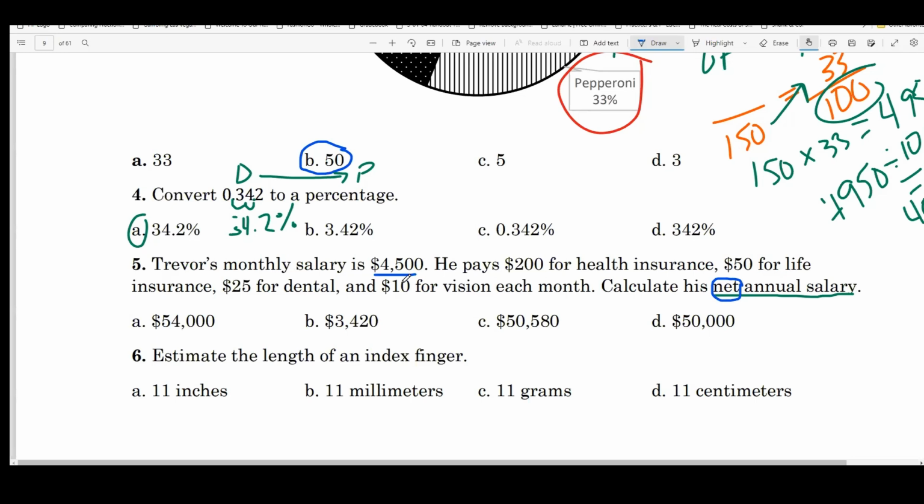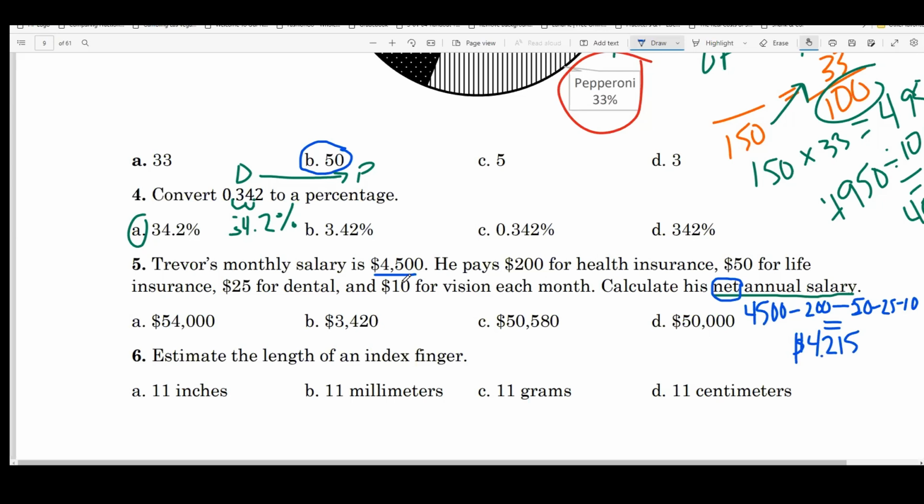So he has $4,500. All right, and then we're going to take out the health insurance. We're going to take out the life insurance. We're going to take out dental, and then we're going to take out vision. Once we subtract all of that out, that is going to leave us with $4,215. So this is his net monthly. This is what he's bringing in every month.